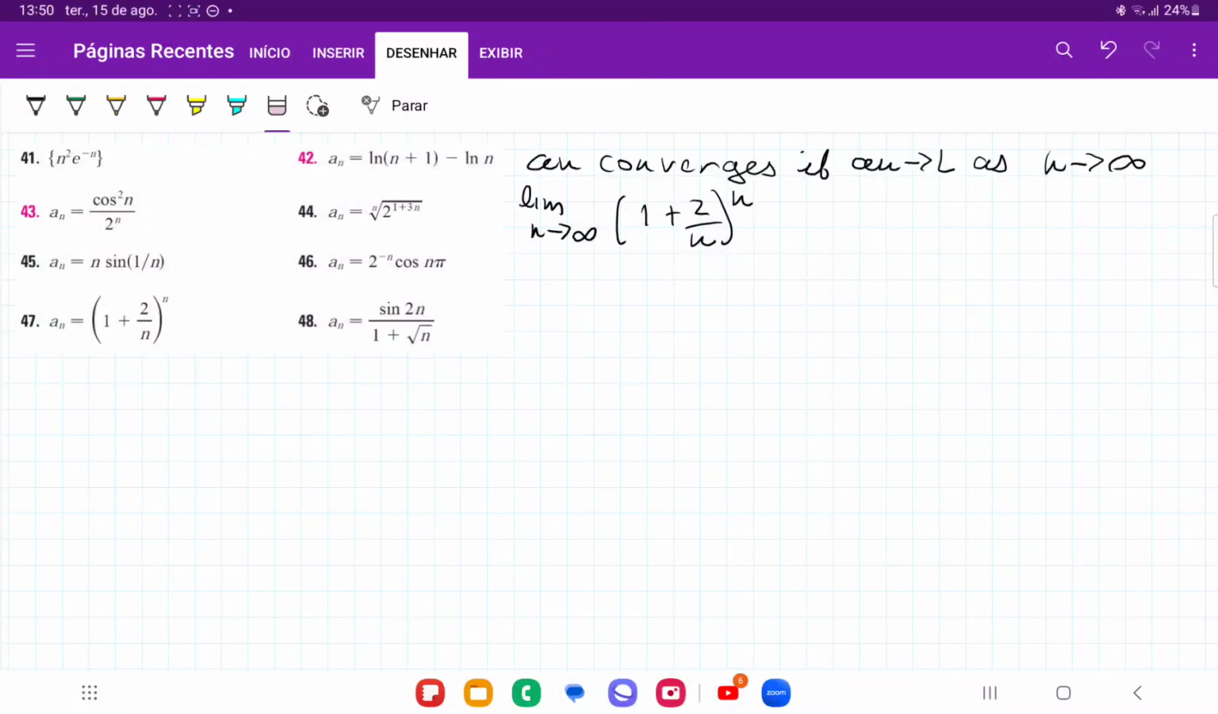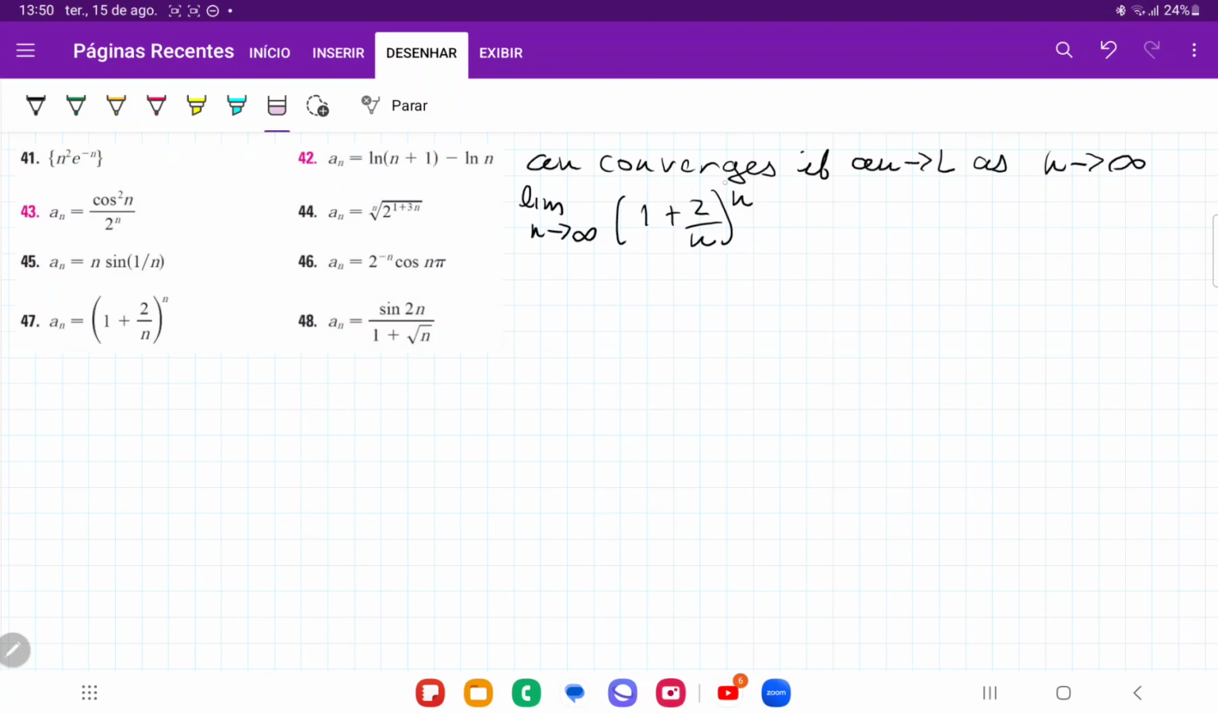So for number 47, we want to find out whether the sequence here converges. And a sequence converges if it tends to a defined limit as n approaches infinity. So what we're going to do here is take this limit as n approaches infinity of our sequence, 1 plus 2 divided by n, to the power of n.